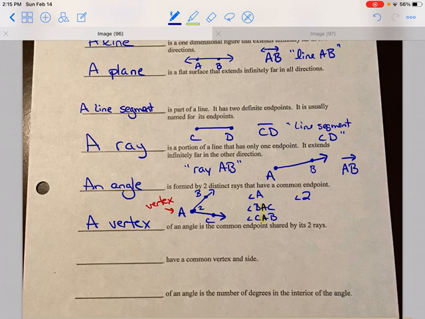All right, next we have a pair of angles that have a common vertex and side. These are called adjacent angles.